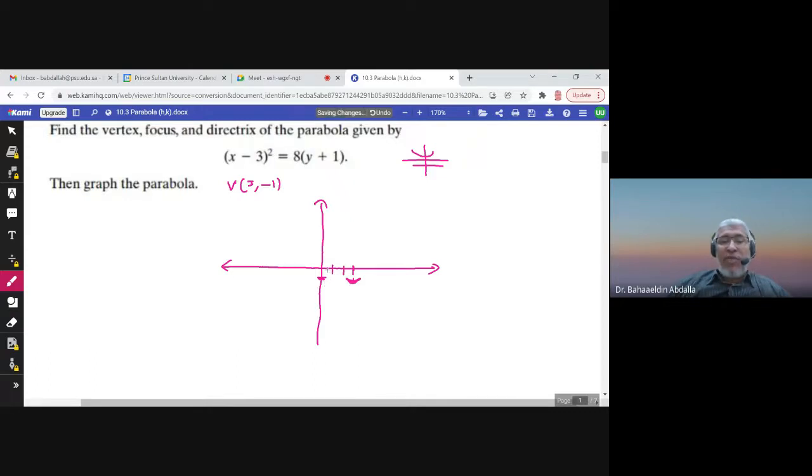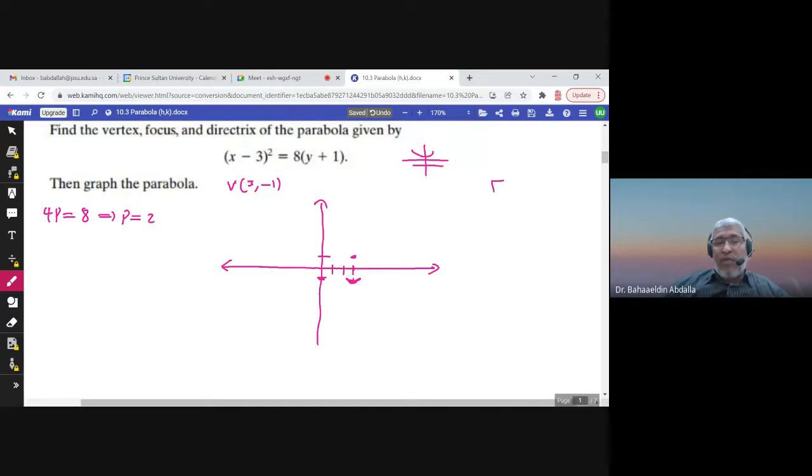Now, I need to know p. So as usual, the absolute value of 4p is 8, and p is 8 over 4, which is 2. So the absolute value of p is 2. What is the absolute value of p, if you remember? It's the distance from the vertex to the focus. It opens upwards, so I go 2 units up. So here is the focus.